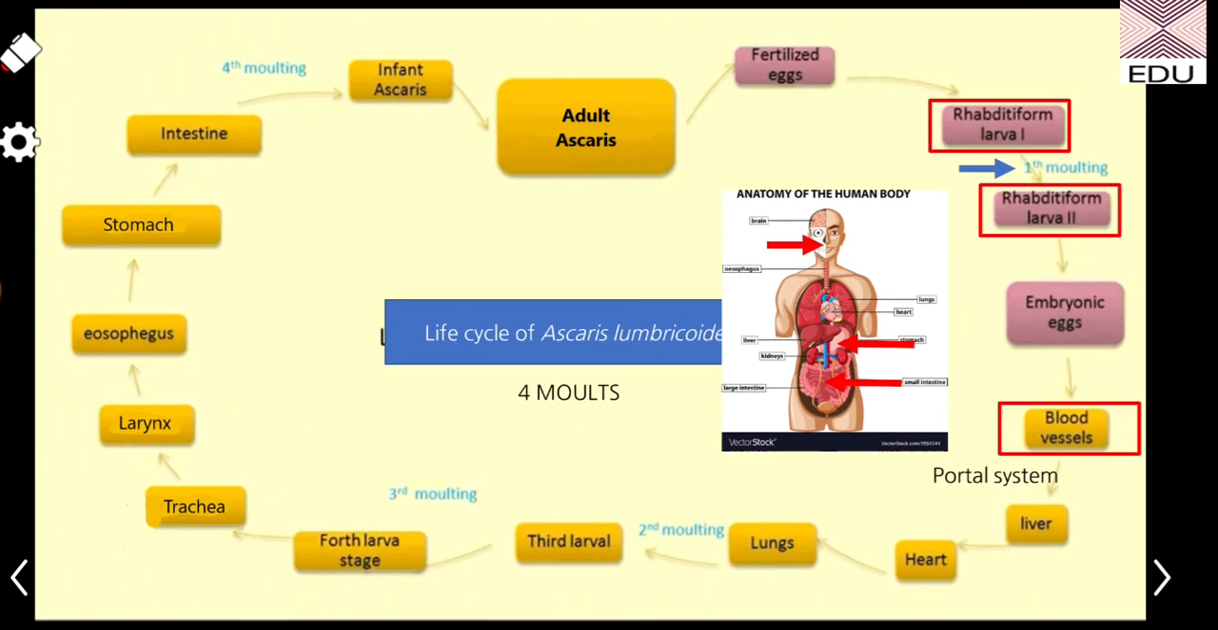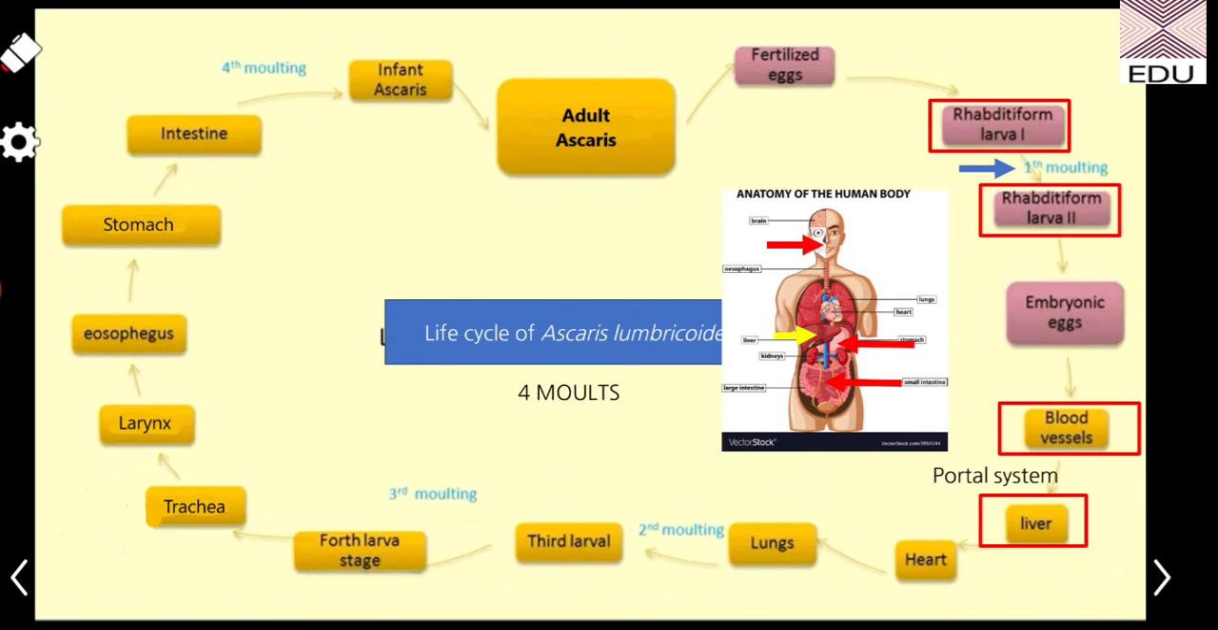Now from here, this particular larva bores into the blood vessels. Now, this is a very, very important thing. When it is going to the blood, it can wander in your whole body. So it may go to the liver through the portal system. So it is now going to the liver.